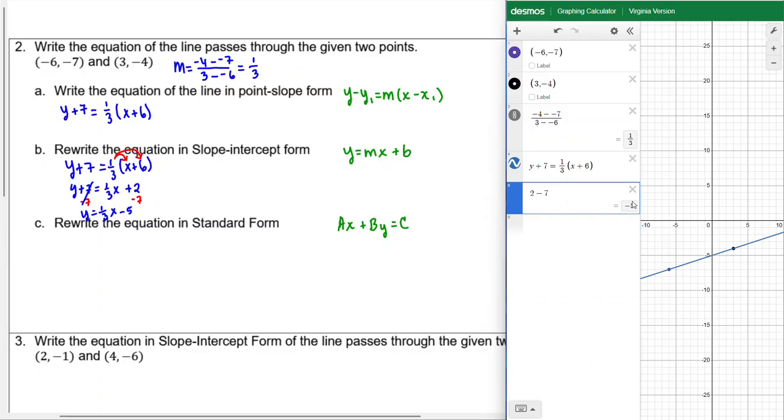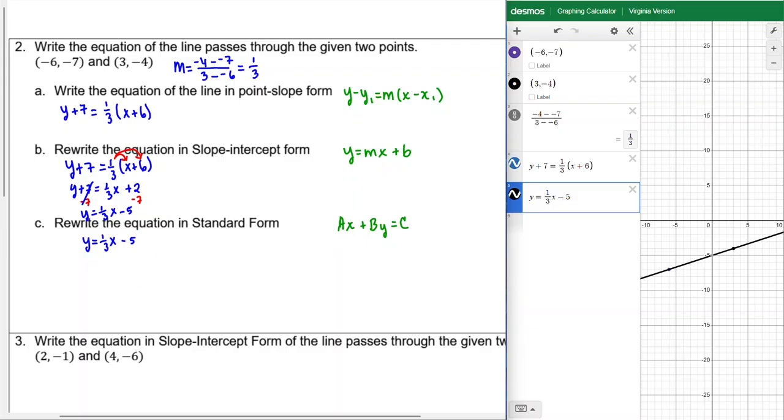Okay. All right, so there's my slope intercept form. Let me go ahead and graph it and check if it works. Yep, it goes through both the points. So the slope is 1/3 and the y-intercept is -5. It's right there. All right, and then now we're going to rewrite the slope intercept form in standard form.